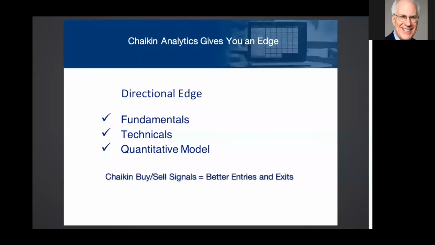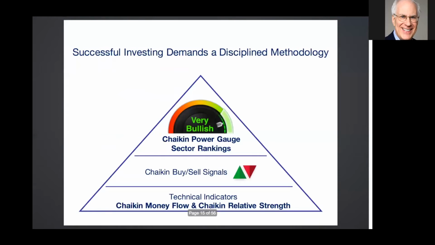Part of what I learned when I ran the options department at Tucker Anthony is that 95% of options traders lose money. And the reason they lose money is they don't understand the importance of a directional edge. It may seem sort of obvious, but most traders don't realize that to put the odds in your favor, you need an informed view of where stocks are going, and we call that the directional edge, and Chaikin Analytics can give it to you.